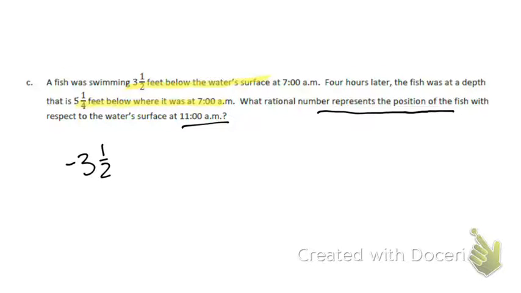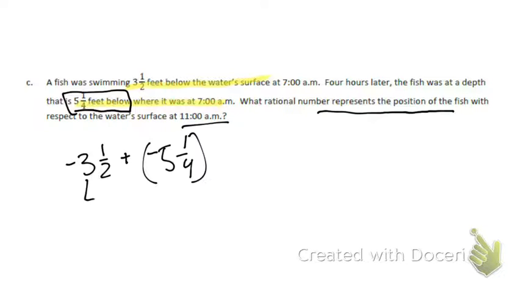And then what happens? It goes down. It says this goes 5 1/4 feet below. So that means it's going to add another negative 5 1/4. Like that. So that's how you should set it up. Right here, let's do what we did before. We got 2 mixed numbers, right? You can go ahead and just add the 2 whole numbers. Negative 3 and negative 5 makes negative 8.